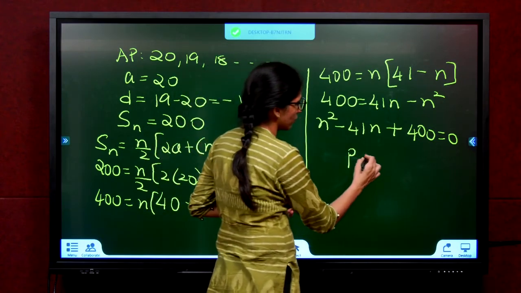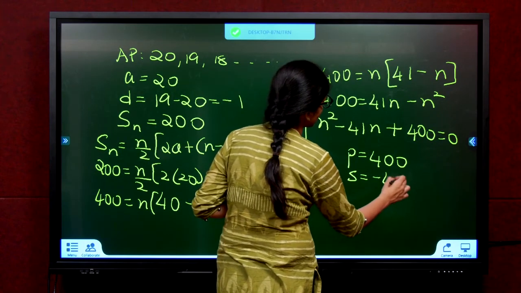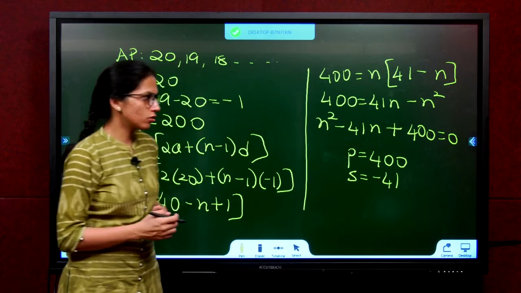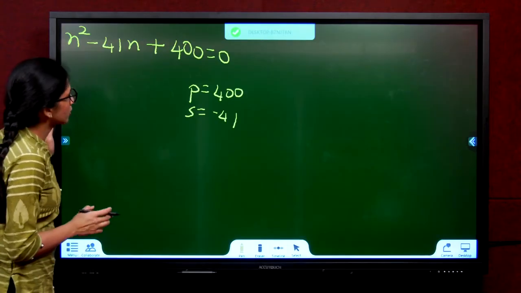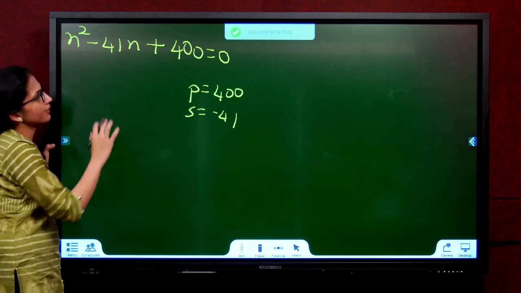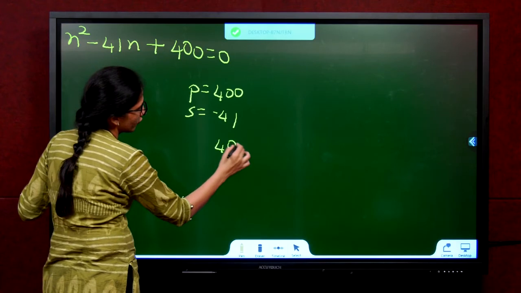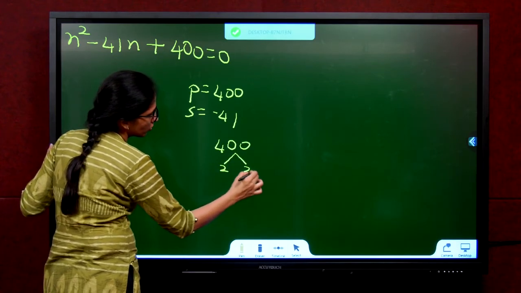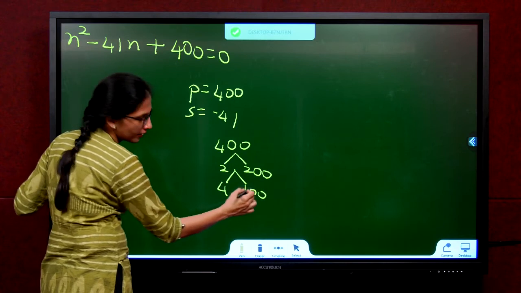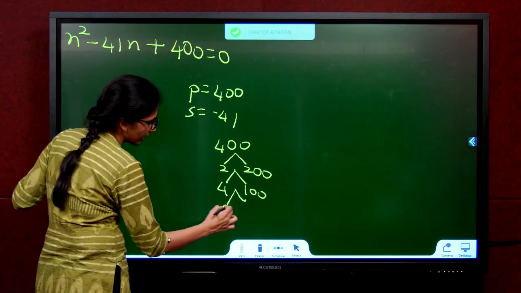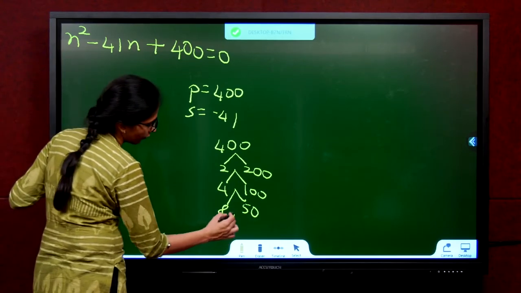Product here is 400. Sum here should be minus 41. Which two numbers will you use to do so? So now you have to do this. How do we split 41 to get 400? So we need 400. From 400, split and go. 2, 200, take another 2. So this becomes 4 and 100. Take another 2, 8 and 50. Will 8 and 50 give 41? No, it will give 42.